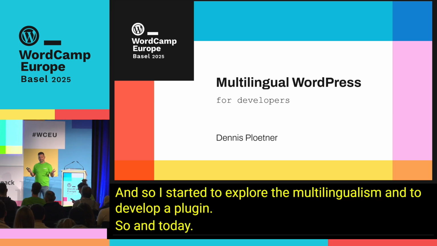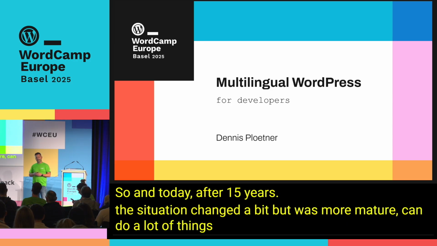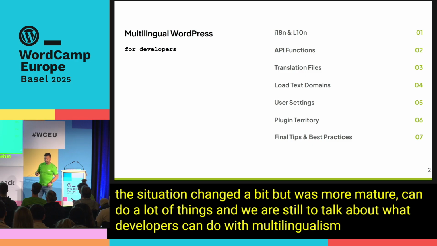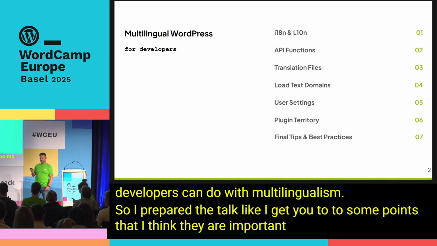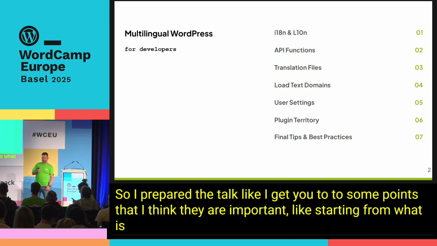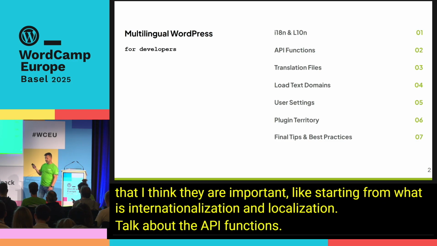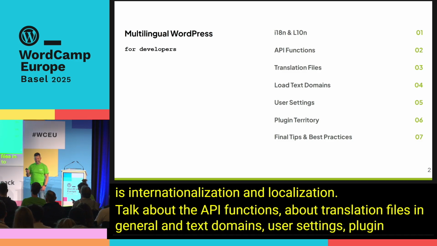Today, after 15 years, the situation has changed a bit. WordPress is more mature, can do a lot of things, and we are still here to talk about what developers can do with multilingualism. So I prepared the talk to take you through some points that I think are important: starting from what internationalization and localization are, then the API functions, translation files in general, text domains, user settings, and plugin territory. That's what we will talk about.